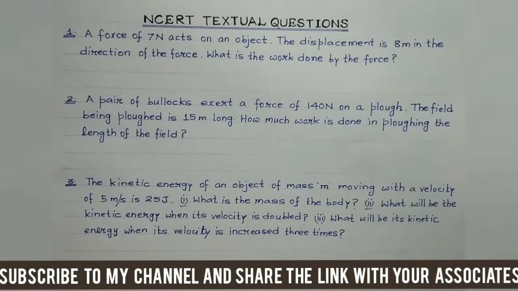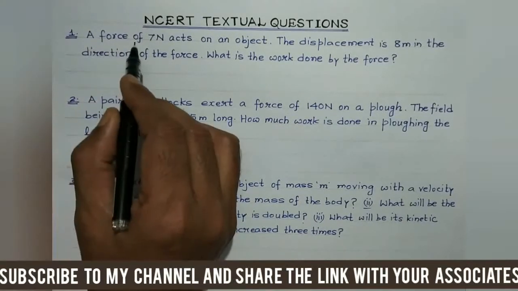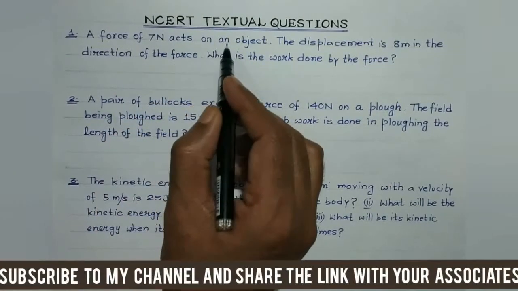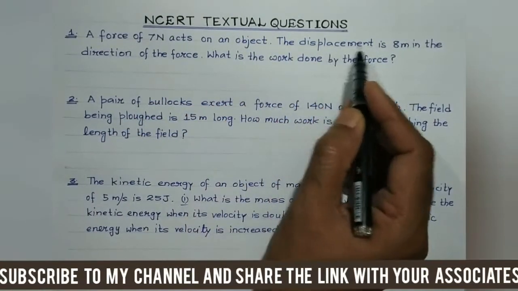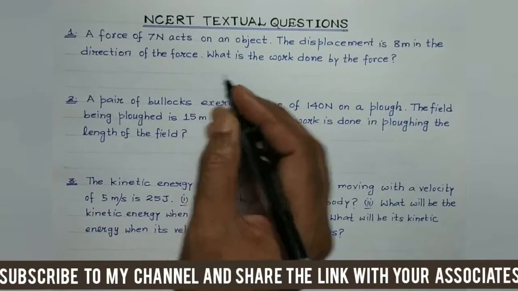In today's session, we'll be discussing the NCERT textual questions. That is, we'll be discussing the numericals which are given in the NCERT textbook, right? So let's begin with the first question then. First question is, a force of 7 Newton acts on an object. The displacement is 8 meter in the direction of the force. What is the work done by the force?